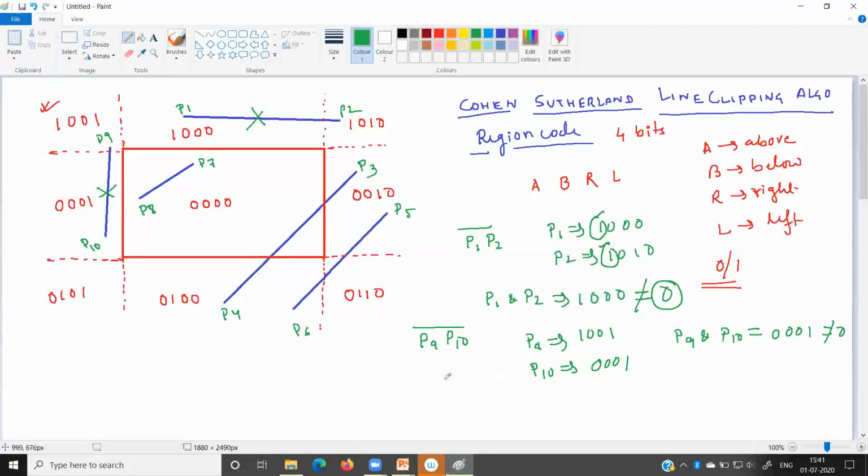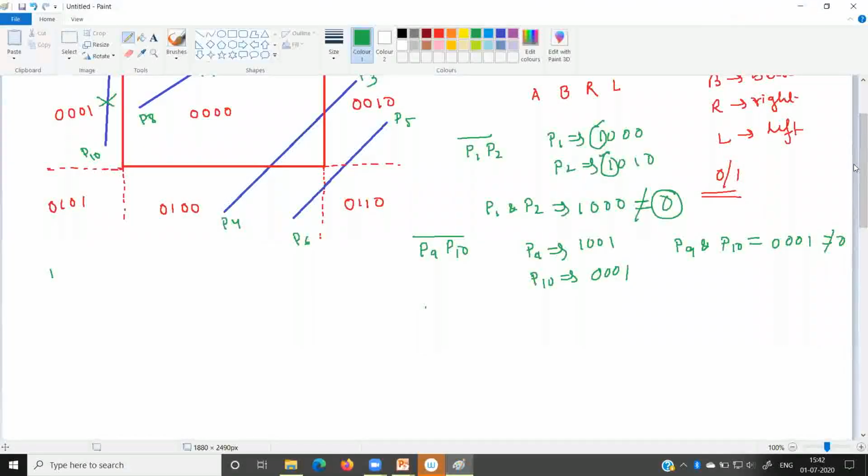Now consider the line segment P5 and P6. If you consider the line segment P5 and P6, I will show it here. Okay.